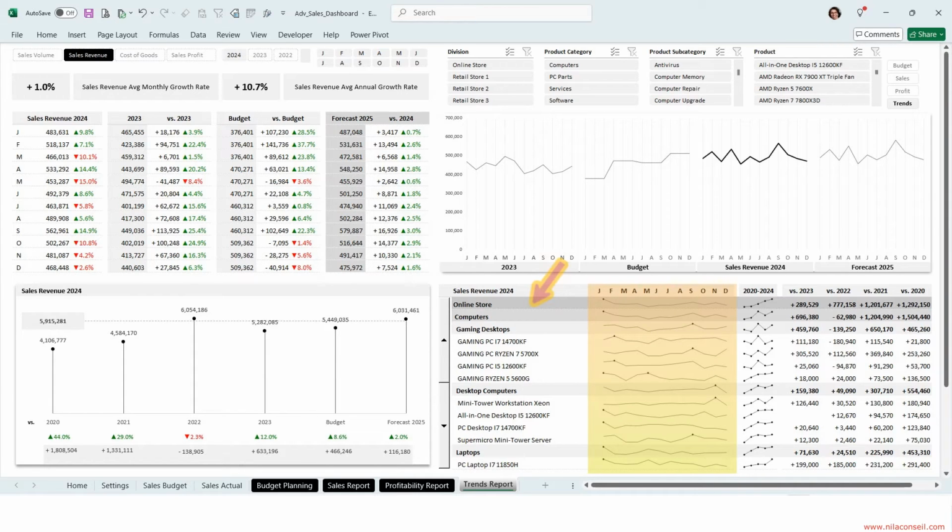Here are month-over-month sales trends, by division, product category, subcategory, and by product, 5-year sales trends, and actual sales versus past 4 years.